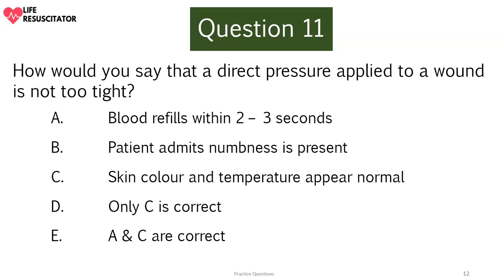Okay, so how would you tell that a direct pressure on a wound is not too tight? A. Blood refills within 2 to 3 seconds. B. Patient admits numbness is present. C. Skin color and temperature appear normal. D. Only C is correct. E. A and C are correct. Okay, so we're moving to question number 12.